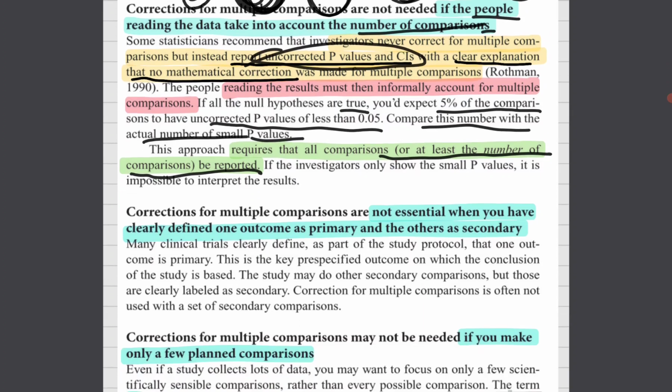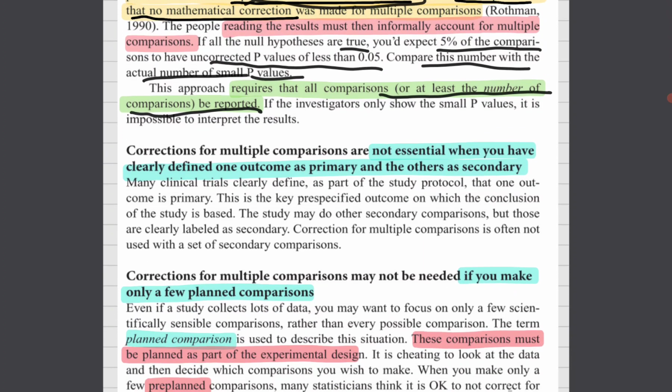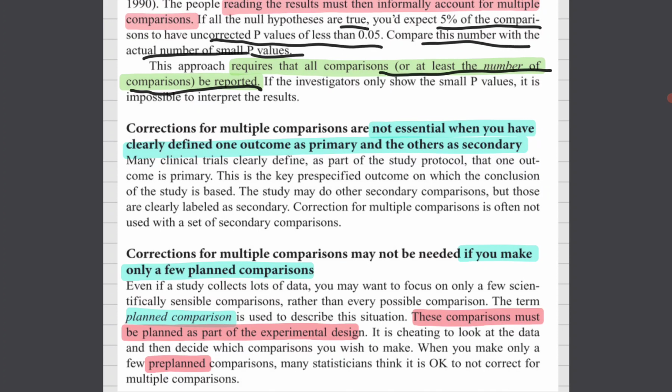Okay. Then the second way when corrections may not be needed for multiple comparisons is when you have clearly defined one outcome as primary and some other outcomes as secondary. So many clinical trials actually define as part of the study protocol that one outcome is primary and there are some secondary outcomes, right? So it may be okay when you have a single primary outcome and multiple secondary outcomes. It may be fine to not correct for these multiple comparisons.